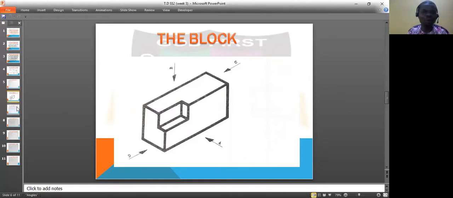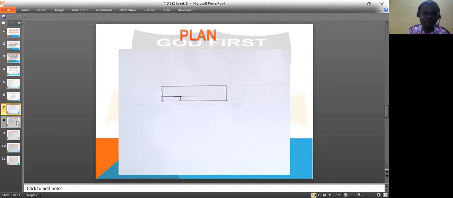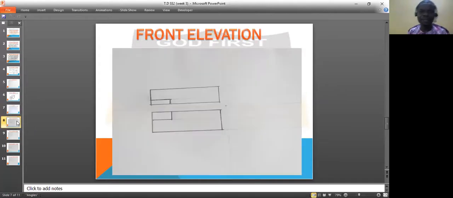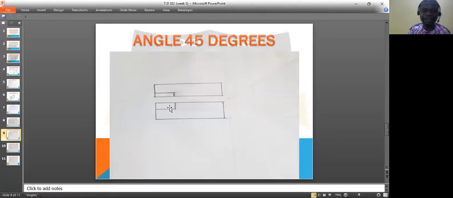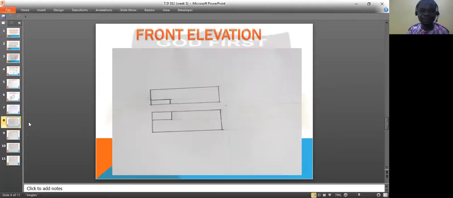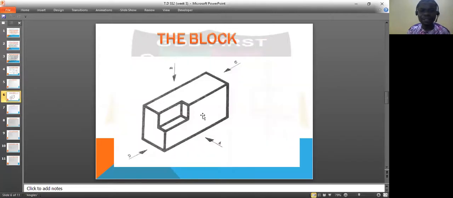Then we'll now go to the front view, or front elevation, under the plan. This is the front elevation now drawn under the plan because we are dealing with third angle projection. This is the front elevation. That is what we have. The first front elevation here, the first one. Then the smaller one also. This is a smaller rectangle that joins it. That is this front elevation, this particular place, and then this particular place.